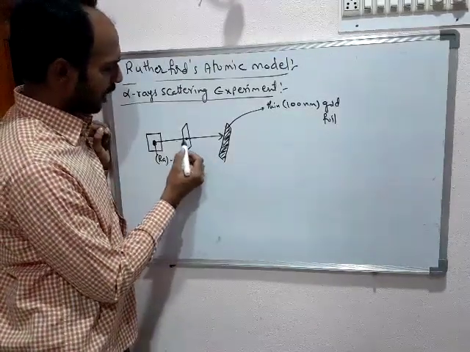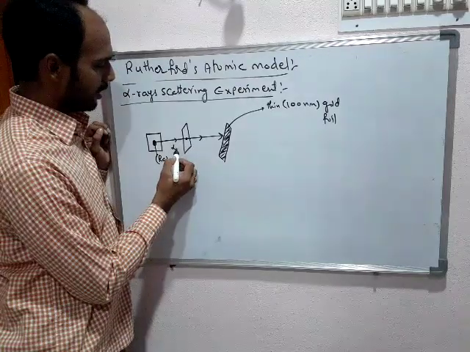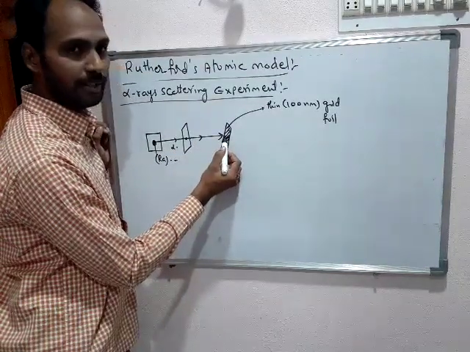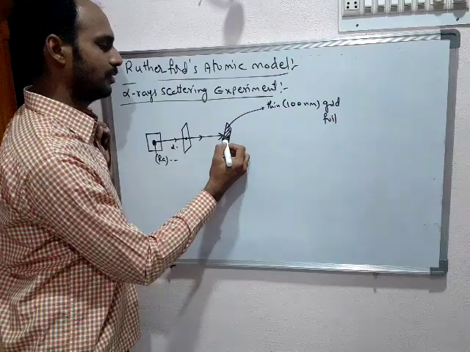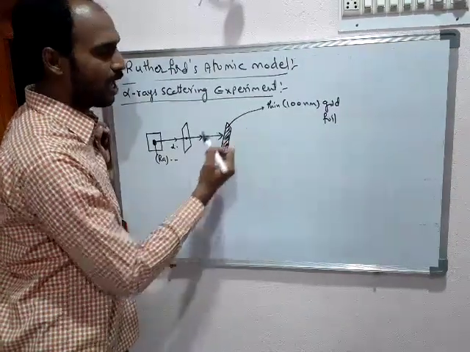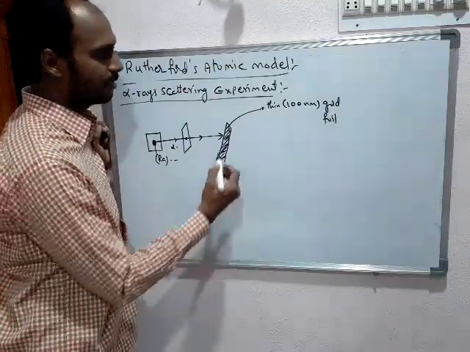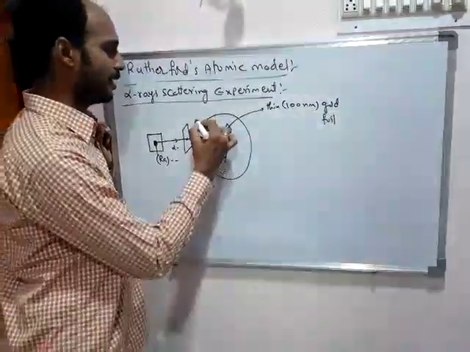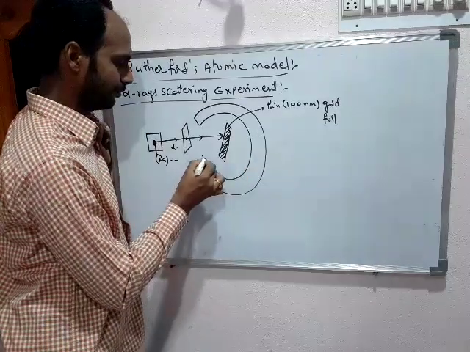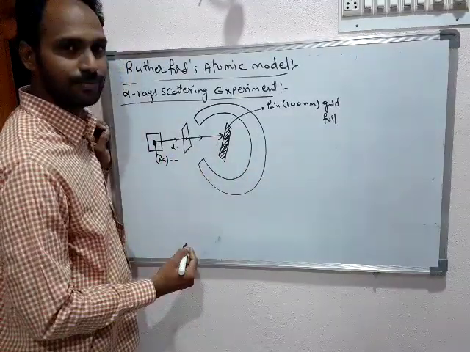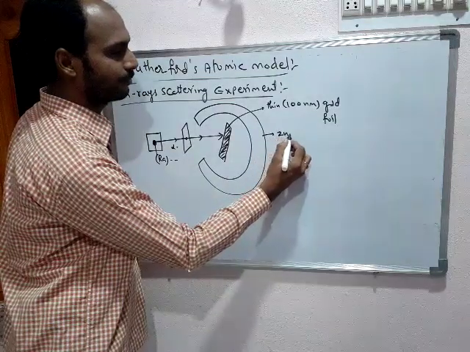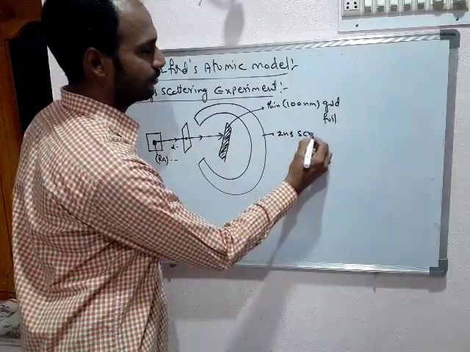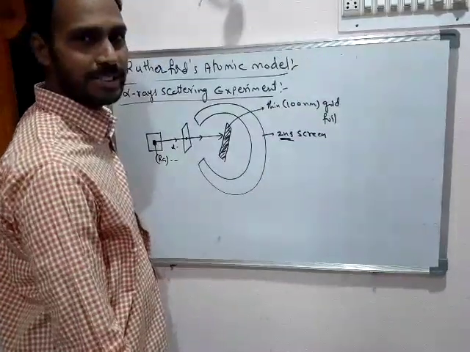And we know that alpha rays are invisible. So when they pass over the gold foil, they are scattered. But how did he observe the scattering? It was possible by using a circular-shaped fluorescent screen. The fluorescent material is a zinc sulfide screen. Zinc sulfide is a fluorescent material.